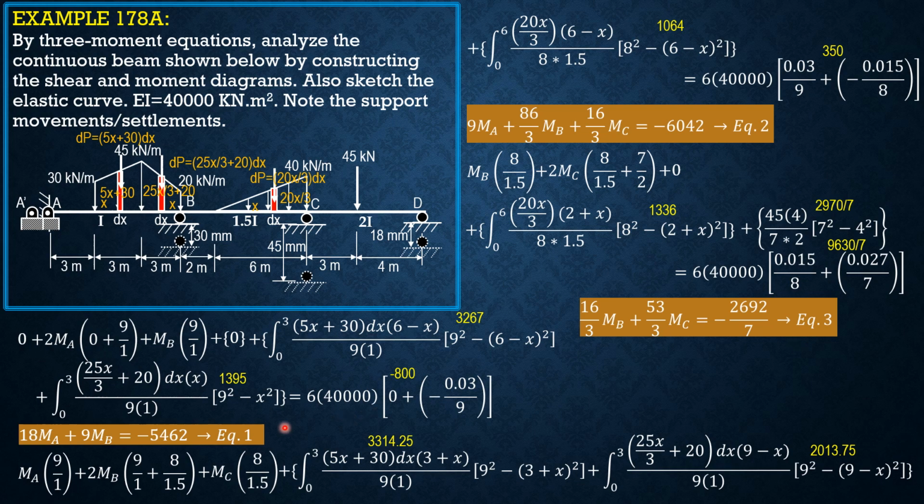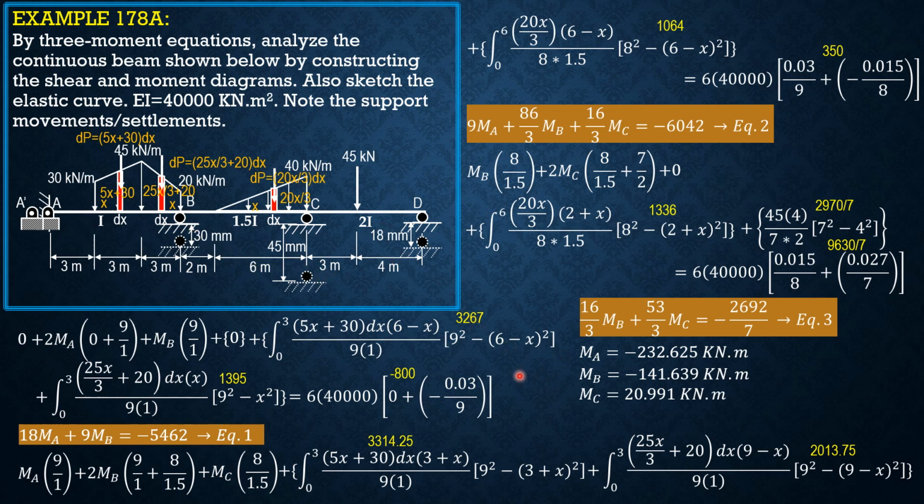So solving equations 1, 2, and 3 simultaneously with your high-tech calculator, we have MA equals negative 232.625 kilonewton meter, MB equals negative 141.639 kilonewton meter, and M sub C equals positive 20.991 kilonewton meter. So you can see here moment at C is expected positive because the concavity is concave upward.